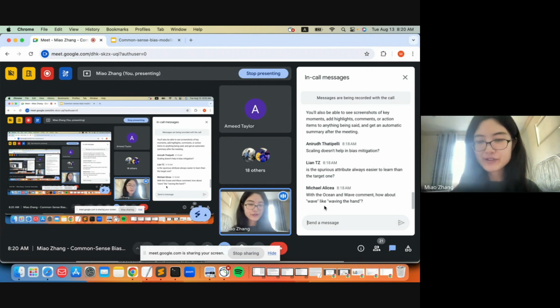Yeah, the third, thank you, Michael. This is a good point. Yes, wave and waving the hand have very different semantic meaning, even though they look similar. I will introduce this later in the method part, but we will encode features like wave or waving the hand using large language models. Depending on the quality of the model, hopefully it will cluster more semantically similar features instead of word-level ones. Yeah.